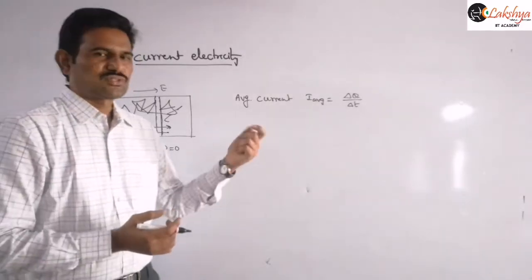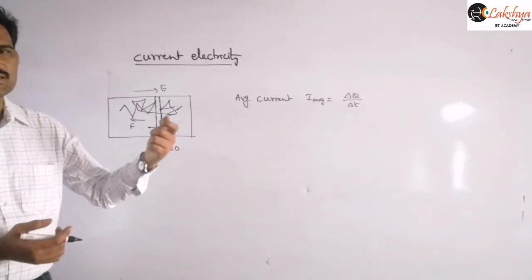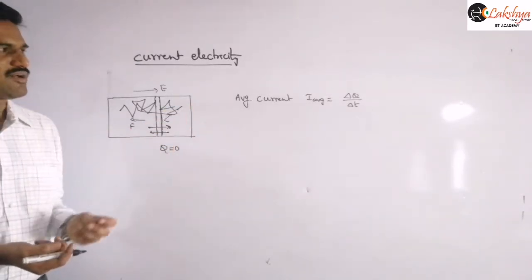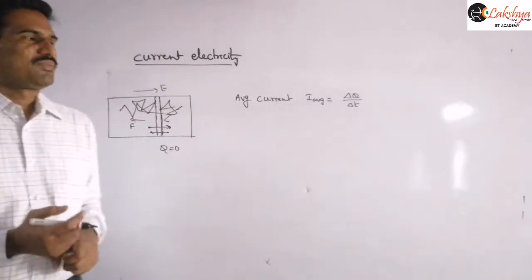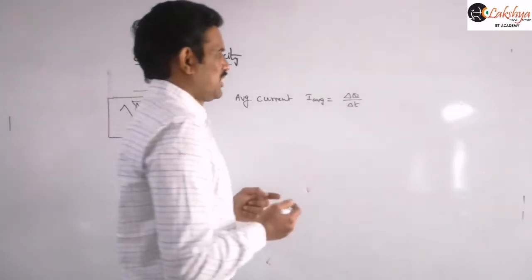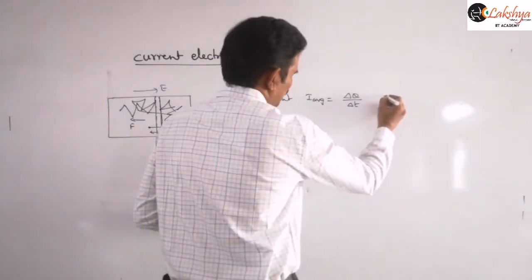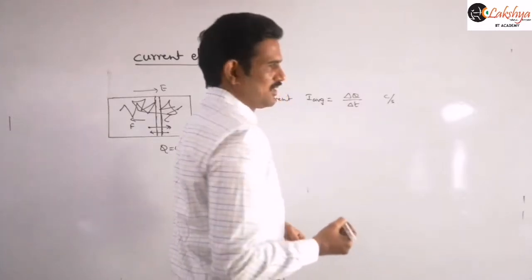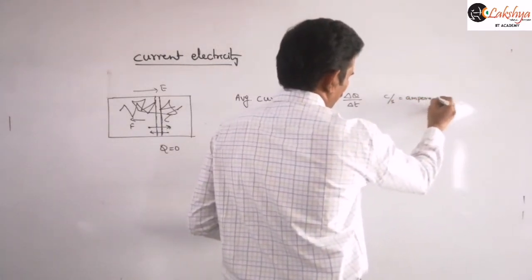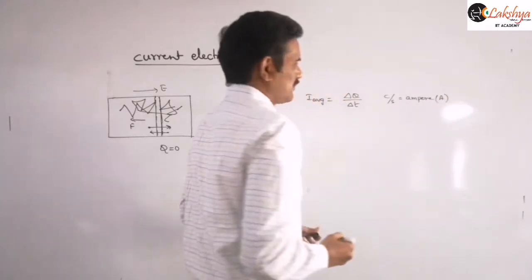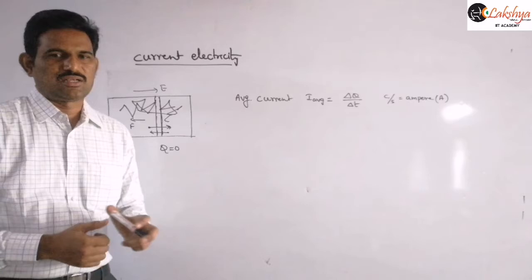Or simply we write that as Q by T, where Q is the charge flowing through the cross section and T is the time interval. That is our average current: charge flowing through the given cross section per total time interval. From this definition, the unit of average current is coulomb per second. That coulomb per second we call ampere, which is represented with A. So ampere is the SI unit of current.